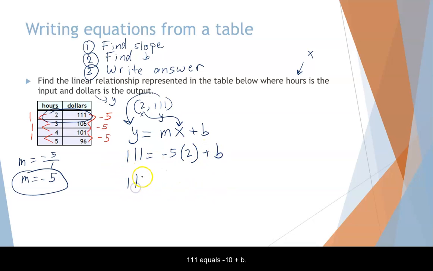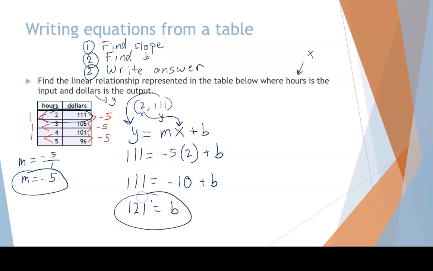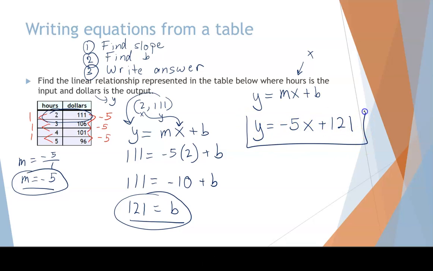This turns into 111 equals -10 plus b. Add 10 on both sides. 121 equals b. Now that we have our slope and the y-coordinate of our y-intercept, we can write the linear relationship in the form of y equals mx plus b. Slope-intercept form. In this case, y equals -5x plus 121.